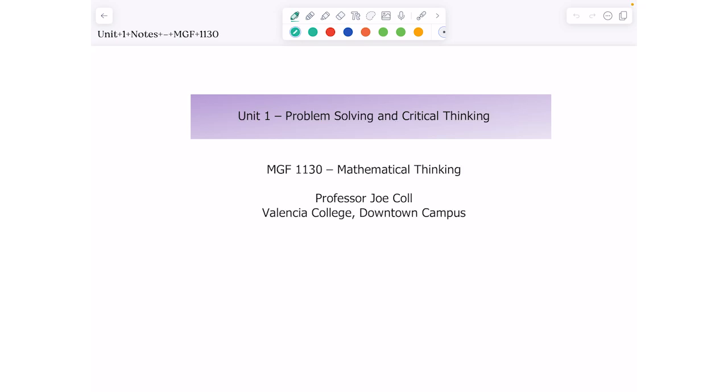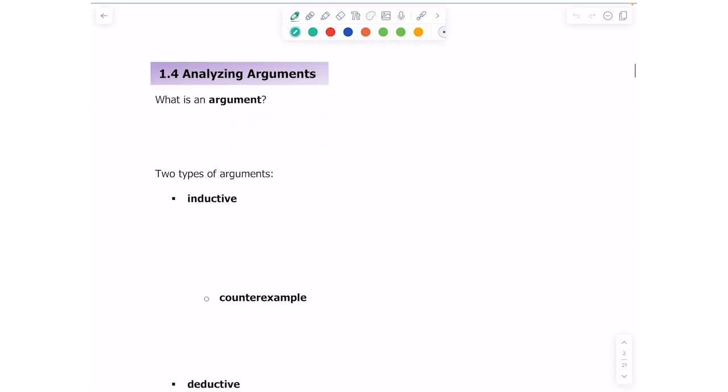Welcome to Unit 1, Problem Solving and Critical Thinking. So in this first section, we're going to look at analyzing arguments. And what is an argument?